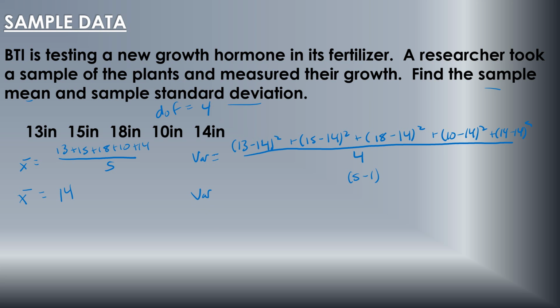So I'm just going to take a second to type that in. And let's see here, 4 squared, doing all those subtractions. 4 squared again. Hopefully I don't make a mistake in this. And I get a variance of 8.5. Which means my standard deviation, which is going to be s, is going to be the square root of 8.5.